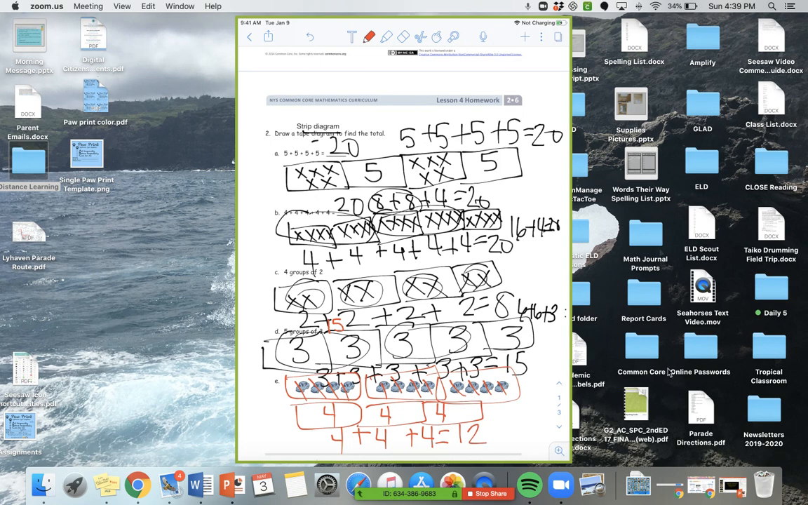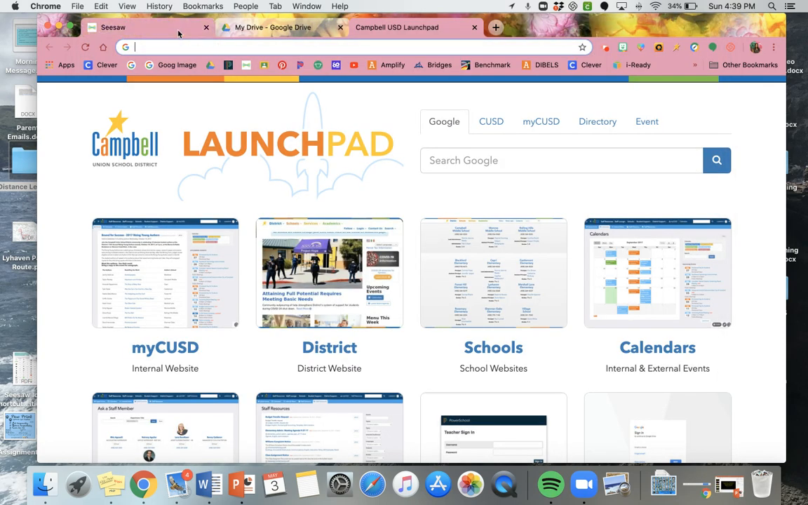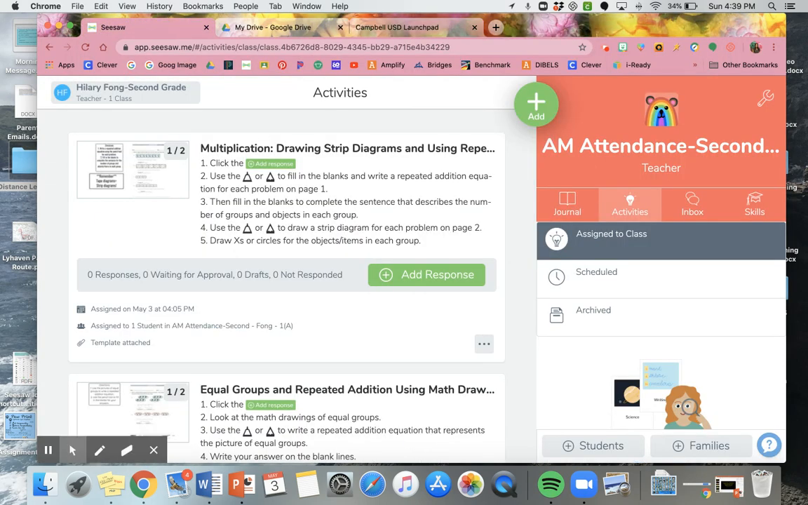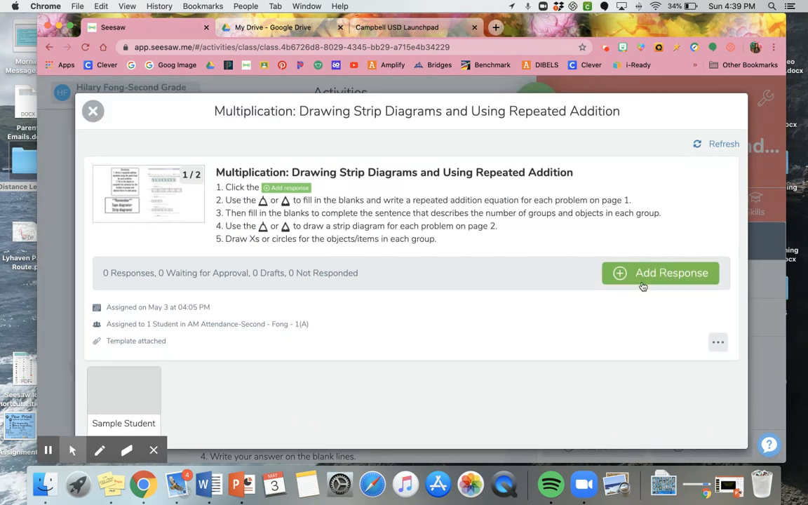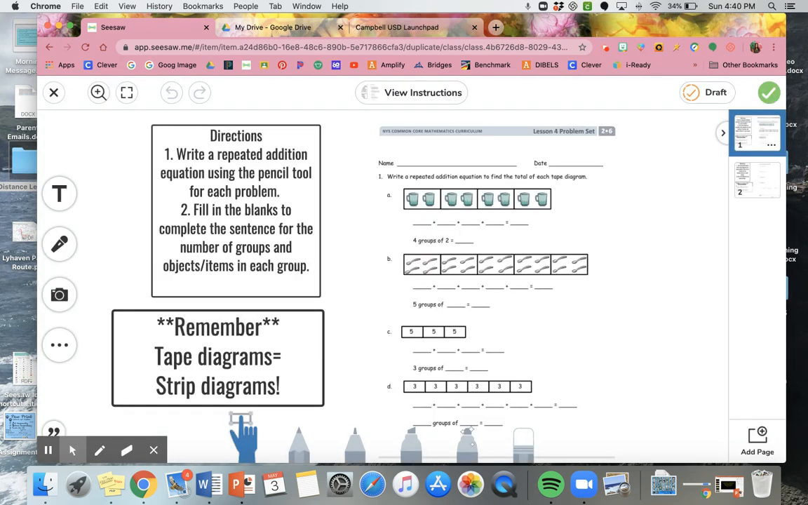So now, my friends, we are going to go to Seesaw and do the multiplication, drawing strip diagrams, and using repeated addition assignment. Okay, so I'm a sample student. So now here are the directions. You need to write a repeated addition equation to find the total of each tape diagram. So remember, tape diagrams equal strip diagrams. So you need to fill in that repeated addition equation and then fill in the sentence.